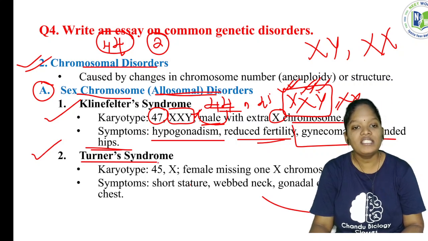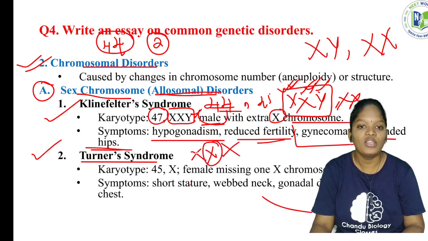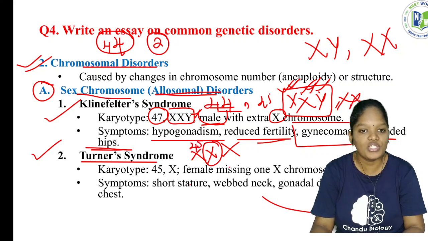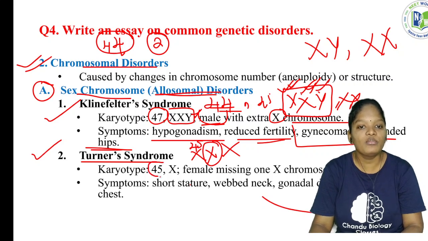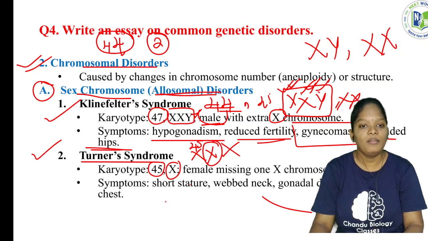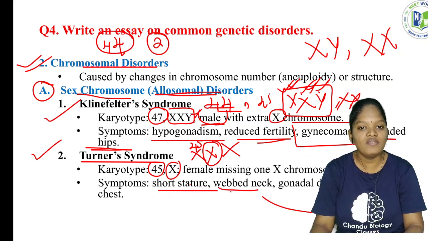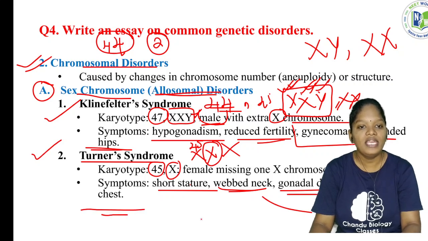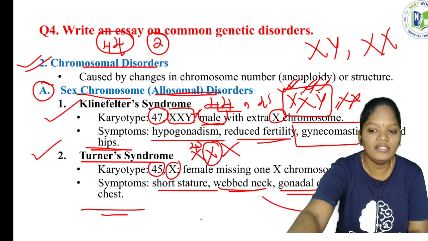Now in Turner syndrome, it is actually a female and one X chromosome is missing. The 44 chromosomes are proper, but the 46th chromosome is not present, so the total number of chromosomes is 45 with only one X chromosome, and a complete female is not produced. Short stature, webbed neck, gonadal dysgenesis, and broad chest are the symptoms of Turner syndrome.